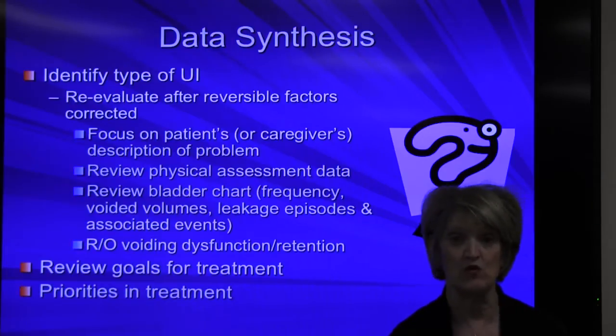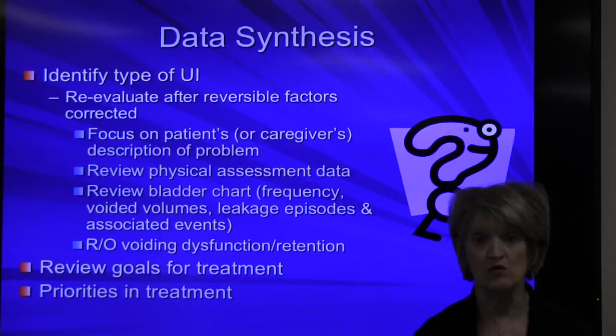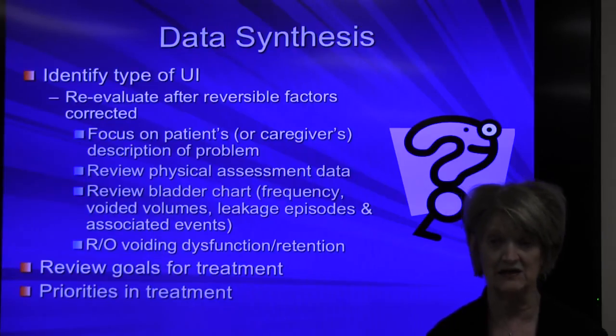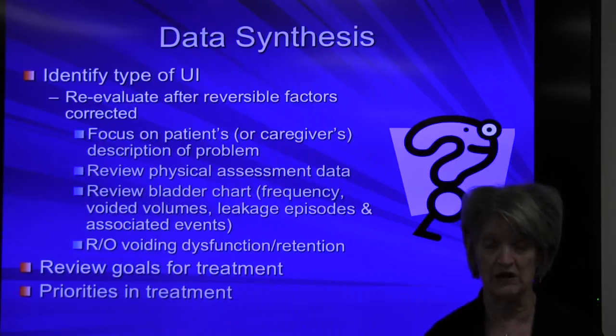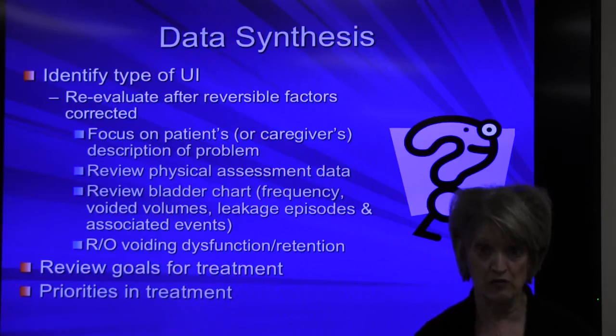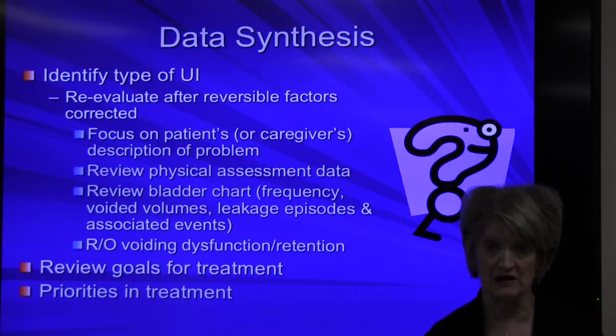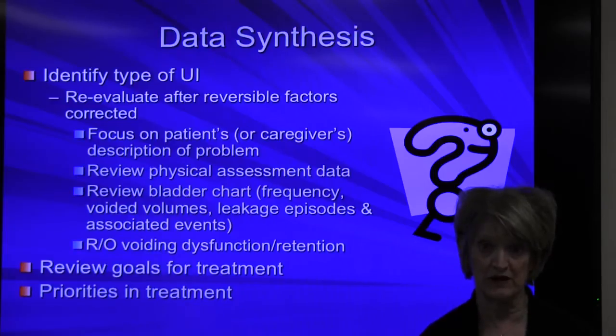So now we're to the point where hopefully we have all of our data. We're trying to put it all together and establish a management plan. In the last class we talked about, first of all, identifying conditions that would require referral or immediate treatment. We talked about going back through our data to determine operational reversible factors, and we talked about strategies for correcting those reversible factors. So now we're going to talk about how it is that you determine the type of incontinence and then move forward with the treatment plan.